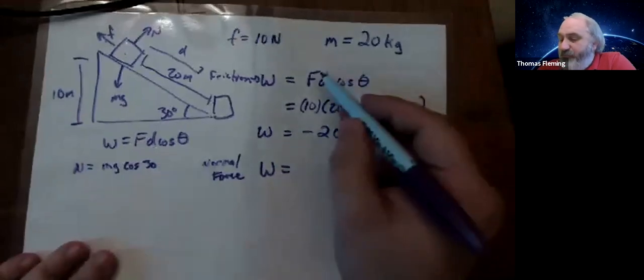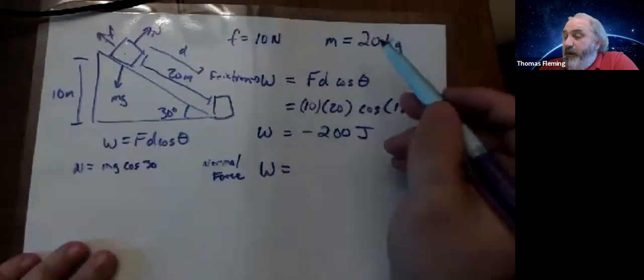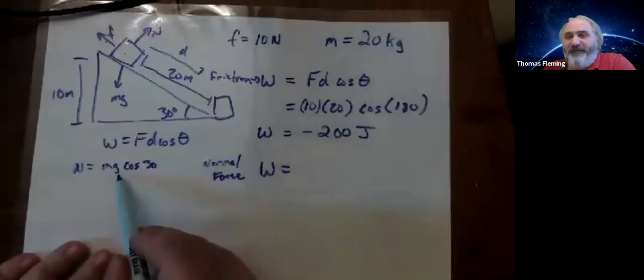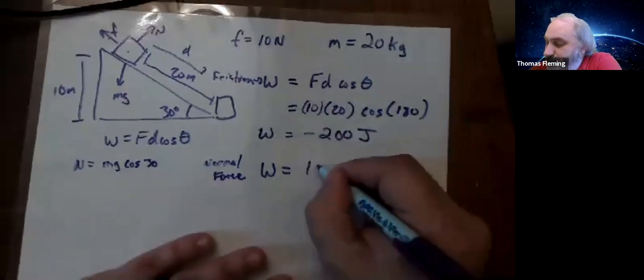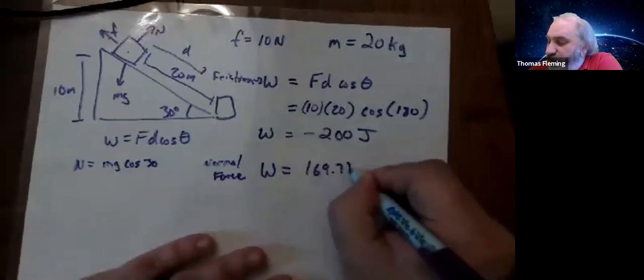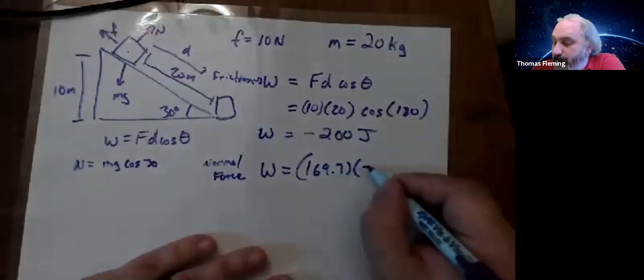So there's my F. And again, what's that going to be? I could calculate it if I wanted to. It'd be 20 times 9.8. That's going to be 196 times the cosine of 30, which is the square root of 3 over 2. I don't know what that is. 169.7, something like that. I'm not super concerned because it's not going to matter. My distance, I'm still going 20 meters.